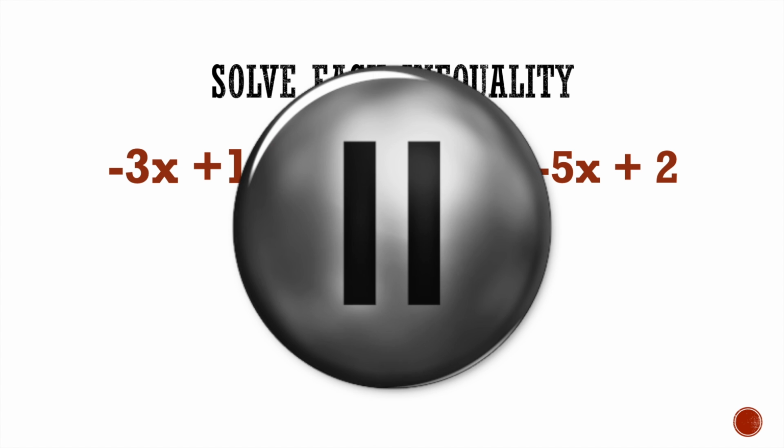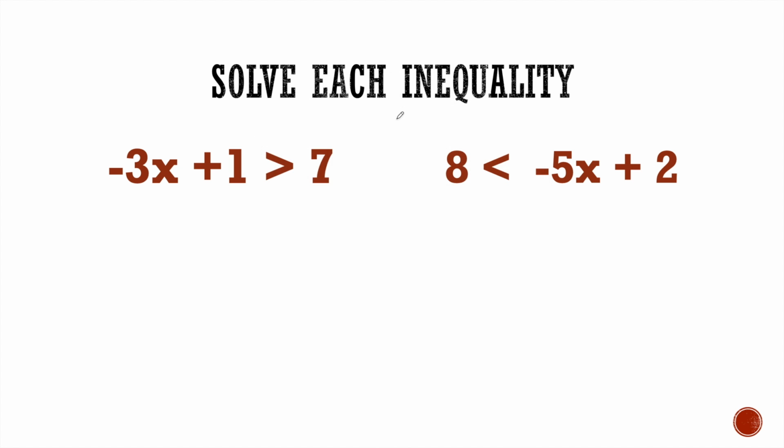Feel free to pause, and when you get your answer, feel free to resume to see if you did your steps correctly. Let's start with this equation right here. We have -3x plus 1 is greater than 7. The first thing I'm going to do is subtract 1 on both sides. This gives us -3x is greater than 6.